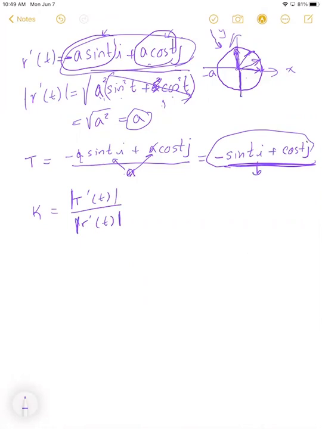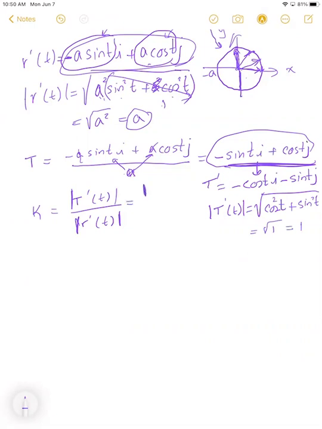So what is T prime? Derivative of sine is just cosine. Derivative of cosine is negative sine. What is the magnitude of T prime? It's just going to be that squared, which is going to be positive. When I square negative cosine t, I get positive cosine squared. When I square negative sine, I get positive sine squared. And when I add the two, I just get 1. So this is going to be 1 on the top.